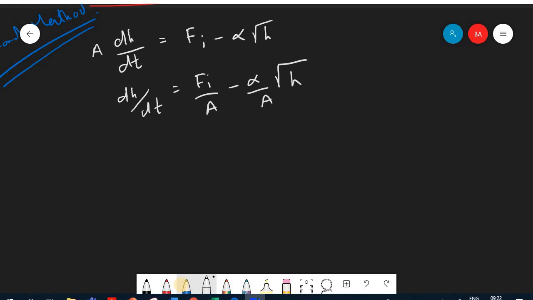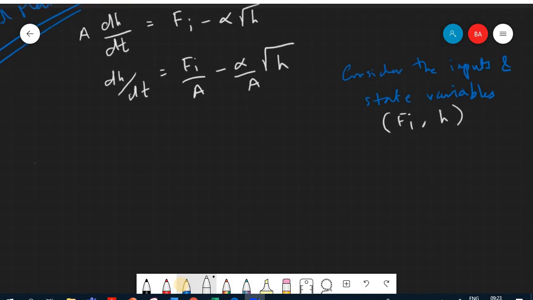So what I'm going to write here: first, what function do I have here? I have fi and h on my right hand side. So we will consider the inputs and state variables. Actually, we need to consider all inputs and all possible state variables, but for the meantime, we will just concentrate on what we have in front of our eyes. In this case, we have fi and we have h. These are the inputs and the state variables sitting in front of our eyes.